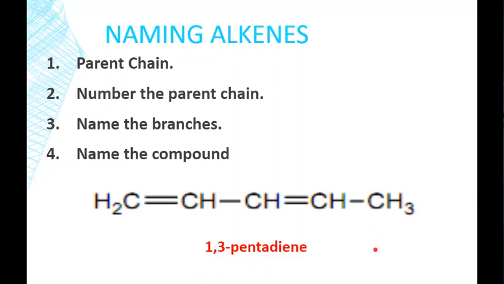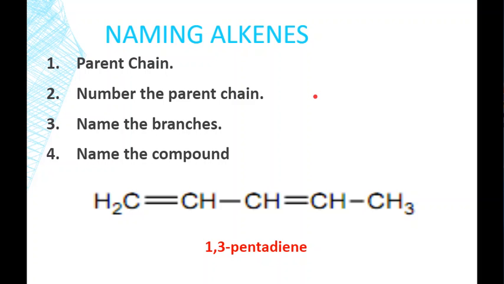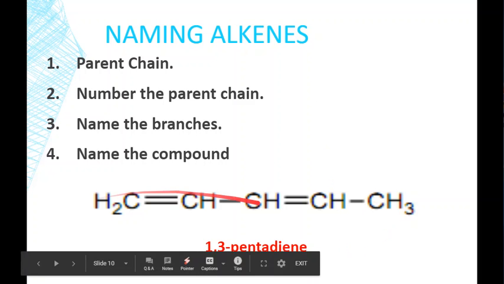I just say I have 2 double bonds. On the first carbon, I have a double bond. And on the third carbon, I have another double bond. So 1, 3, penta. Penta is the chain. How many double bonds do I have? 2. So diene. So 1, 3, dash pentadiene. Okay? That's kind of funky, right? I haven't seen that before. But it's not that hard, is it? Why 1, 3, not 2, 4? Because I always have to go with the lowest numbers.